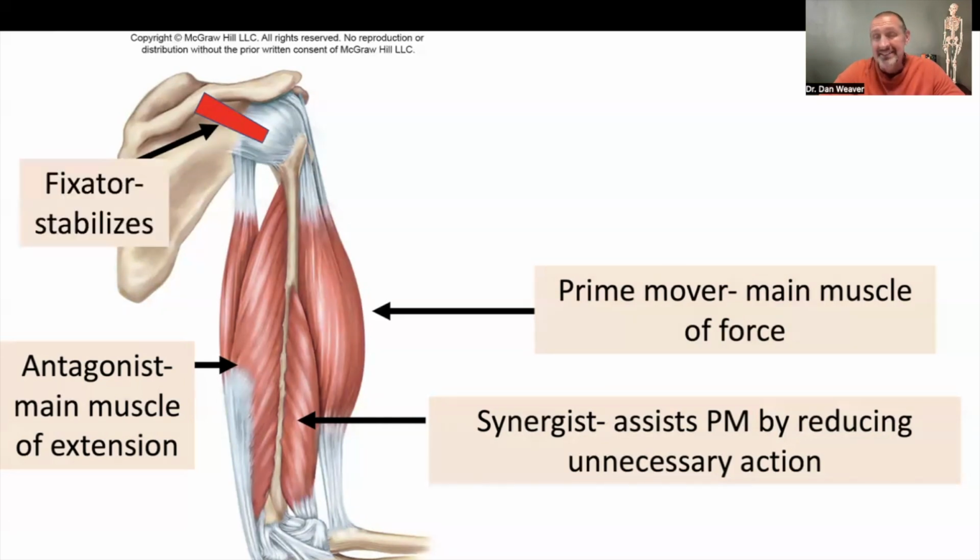A fixator stabilizes a joint. So those are going to be typically smaller muscles that stabilize the joint in order for the prime mover to do most of its work. So that's some ways that the muscles are named and some of the key terms when understanding muscles and what they do.